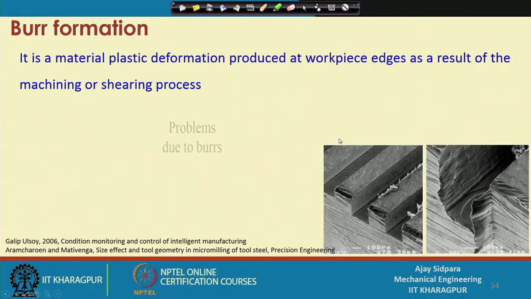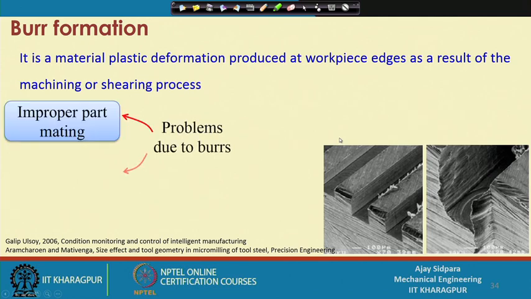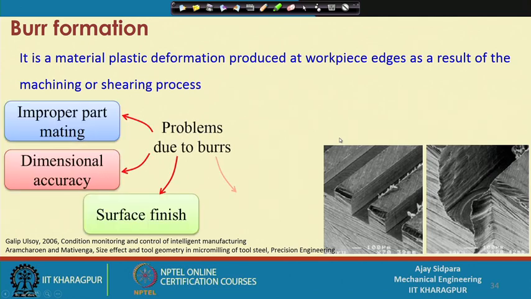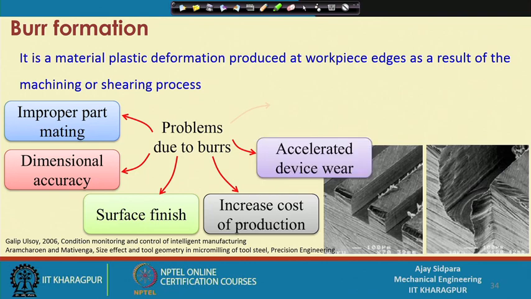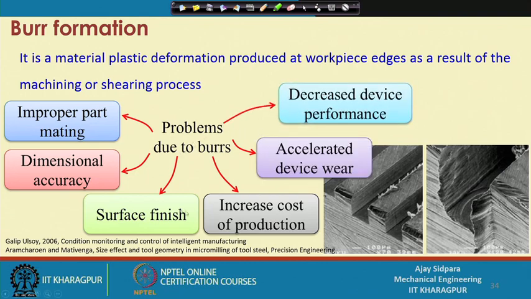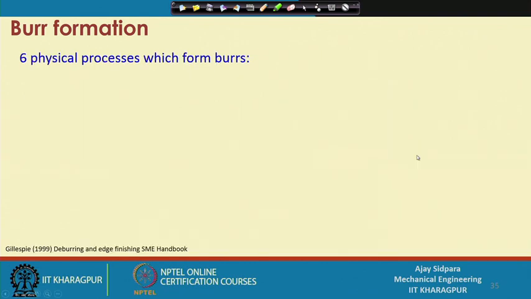So, this we have seen in the last class, that there are a lot of problems because of burr formation. So, these are the problems of burr formation. Then what are the ways, what are the reasons because of which burrs are forming on the workpiece? So, let us see those things. So, factors of burr formation.